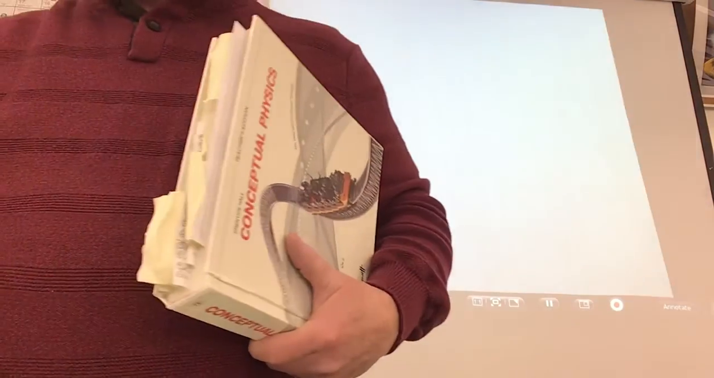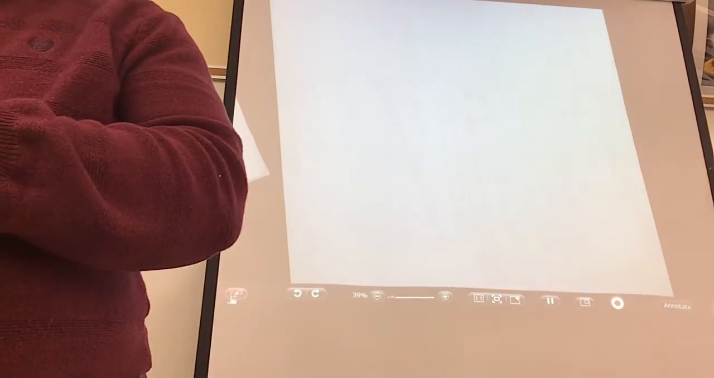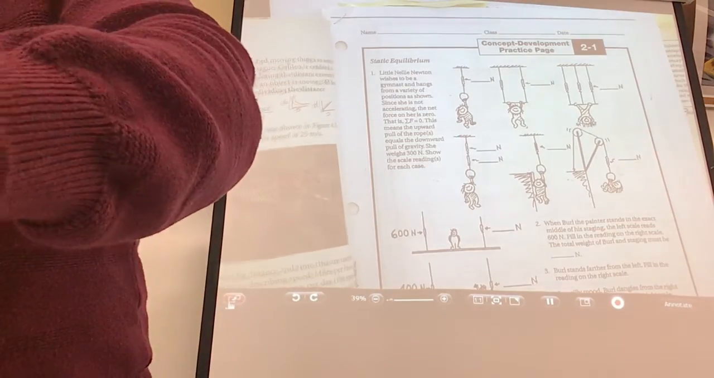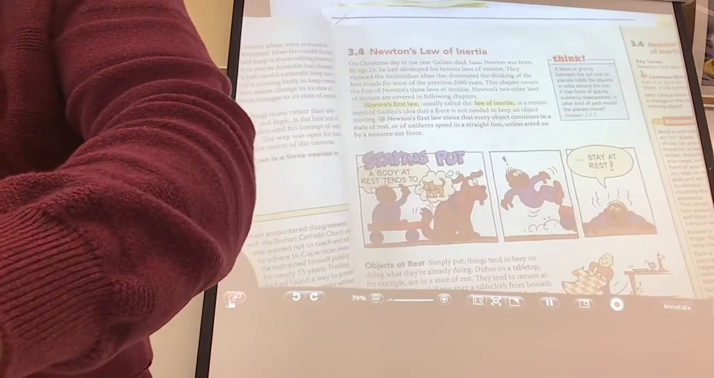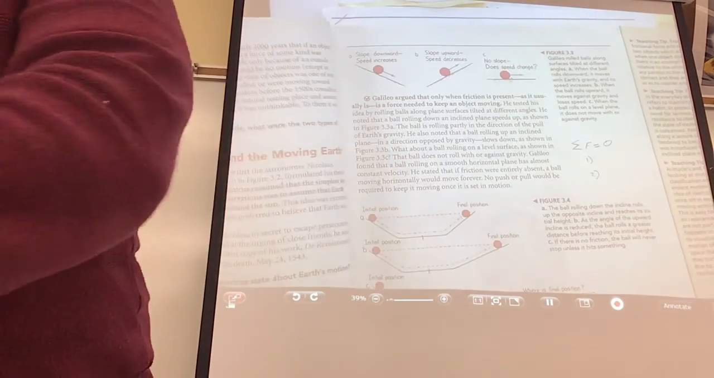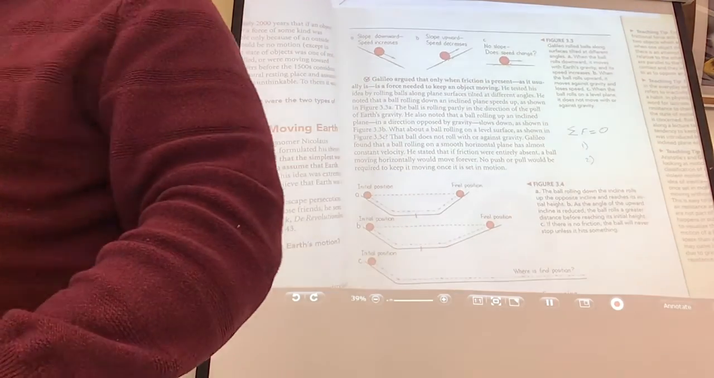And I think if you do any kind of research on Galileo, I think you'll find that he was a genius. I have no doubt that I can't even believe that he came up with some of the ideas he did. Here's one of my favorite things.